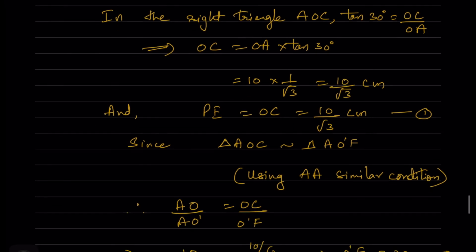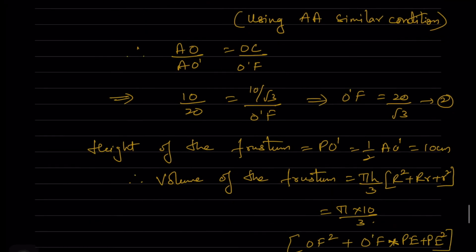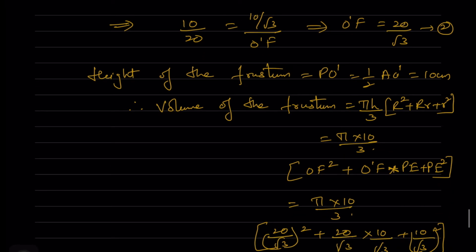Therefore AO by AO dash is equal to OC by O dash F. You are having AO is equal to 10, AO dash is equal to 20 from top to down, and OC is equal to 10 by root 3. O dash F is equal to 20 by root 3. So the height of the frustum is PO dash, which is equal to half of AO dash, that is 10 centimeters.